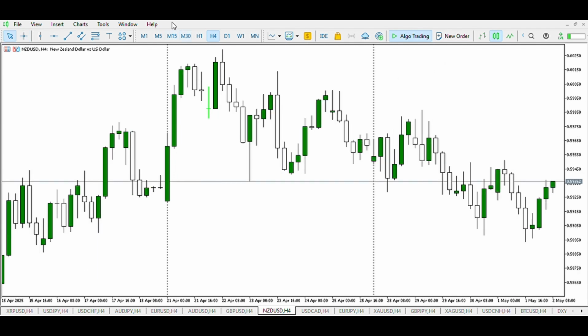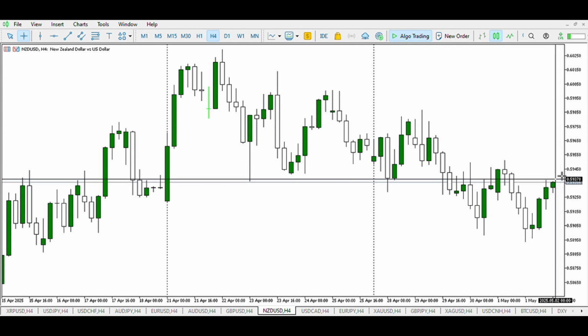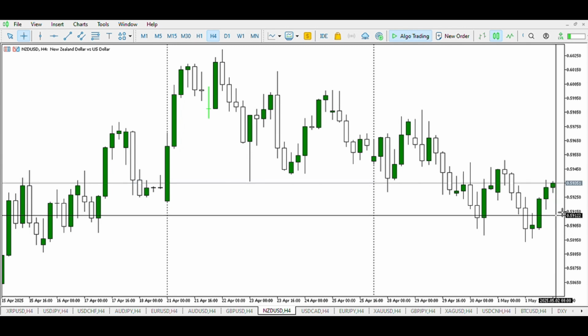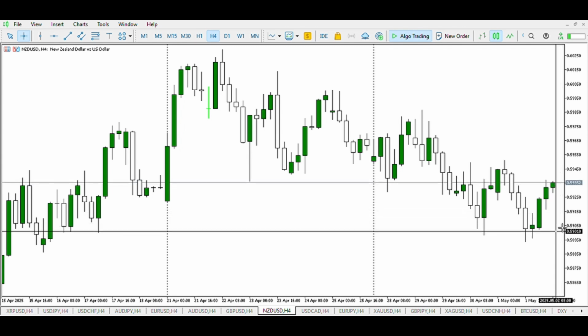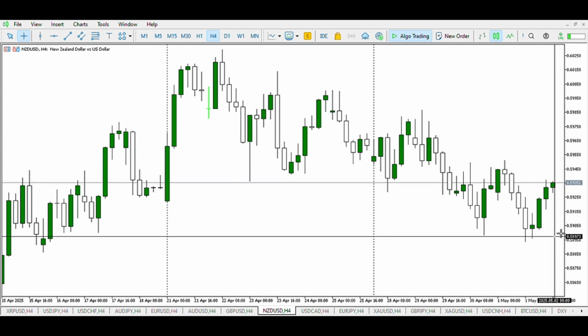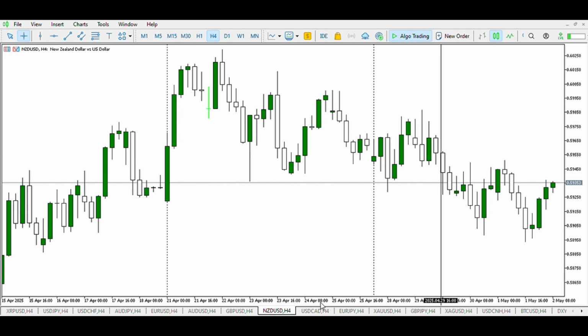On NZD USD, we can see a similar pattern to GBP USD. However, for that to be clear, we need this high of the day to be raided to induce more buyers. Price has to break the structure, break down with either one or two candles, then we can conclude that the New Zealand dollar will weaken against the US dollar.